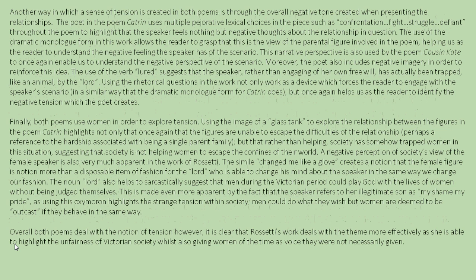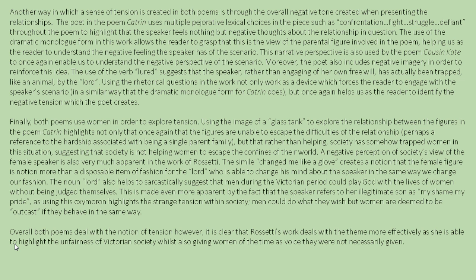Another way in which tension is created in both poems is through the overall negative tone created when presenting the relationships, a form or structure point. The poet in the poem Catrin uses multiple pejorative, which means negative, lexical choices in the piece, such as confrontational, fight, struggle, defiant, throughout the poem to highlight the speaker feels nothing but negative thoughts about the relationship in question. The use of dramatic monologue, we're looking at form here again, in this work allows the reader to grasp that this is the view of the parental figure involved in the poem, helping us as the reader understand the negative feeling the speaker has of the scenario.